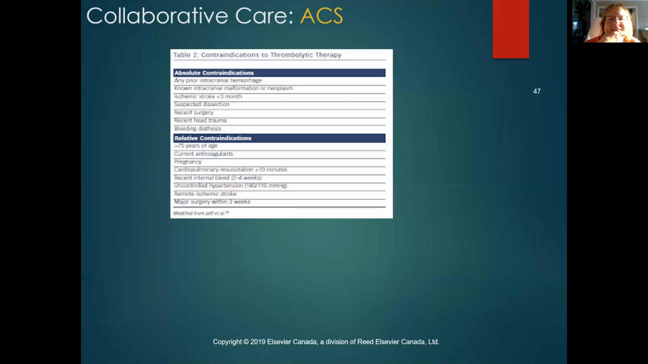If you've had an ischemic stroke, so that's not a hemorrhagic stroke, it's not a stroke that's a bleed, but a stroke that was formed by a clot, but if you've had that in less than 3 months, if there is a suspected dissection with your heart attack, so you're having aortic dissection possibly, you've had surgery recently. Those are absolute contraindications, although the surgery could be little or not. We're not going to trick you on that, but just put it in a little bracketed category in your own mind.